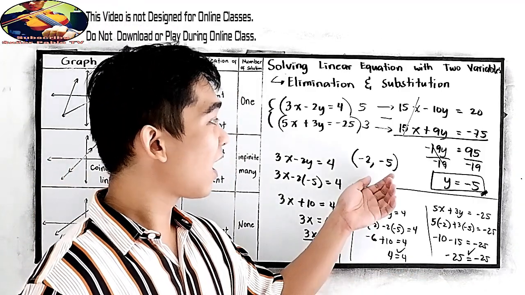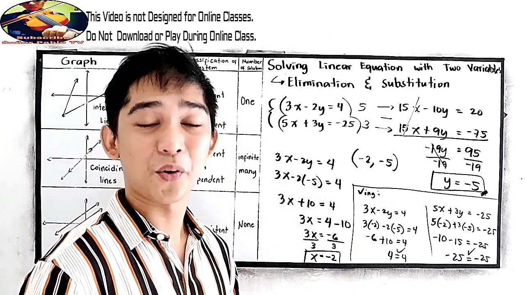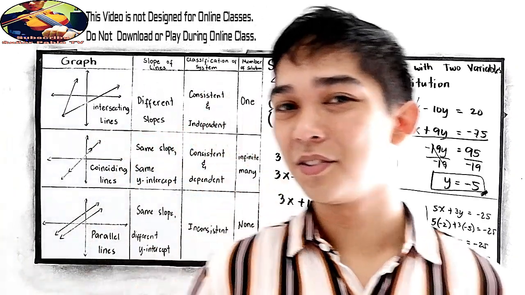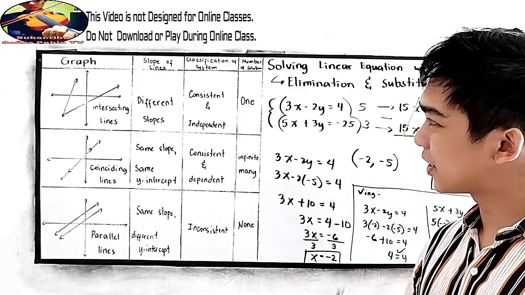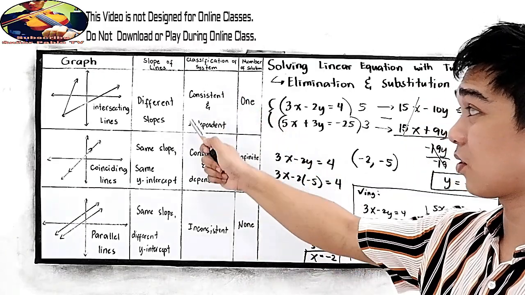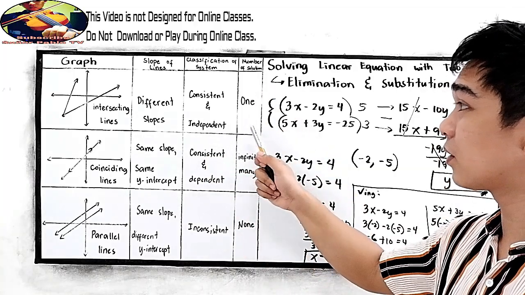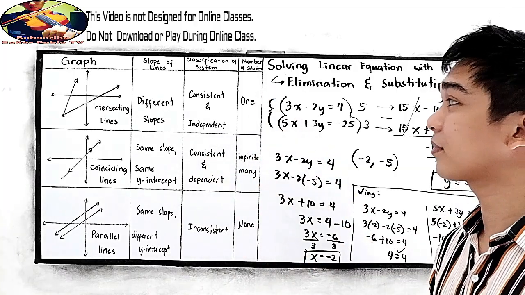Therefore, our answer, negative 2, negative 5, is correct. Now, if your teacher or the question asks you what is the classification of the system, it is consistent and independent. We have the number of solution, 1, and the intersecting line.